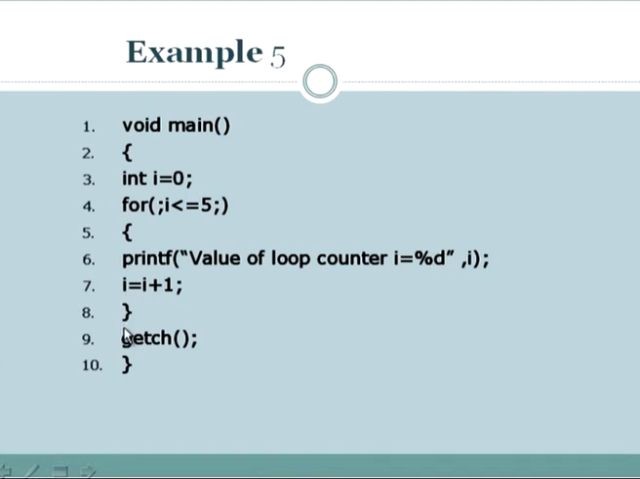This process will continue until the value of I becomes 6. At that instance the loop condition I less than equals to 5, this condition will turn out false, and thus control will jump to the statements followed by the loop body.